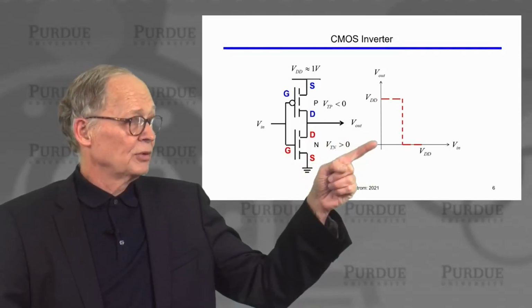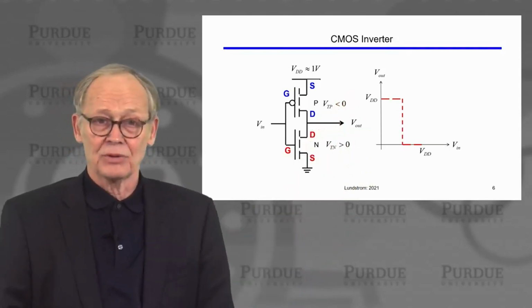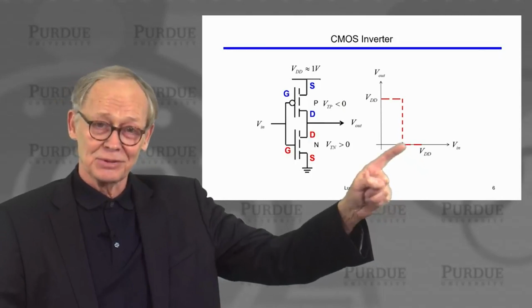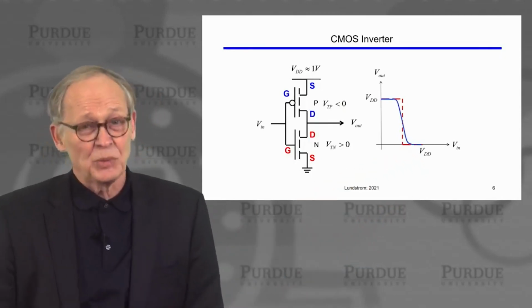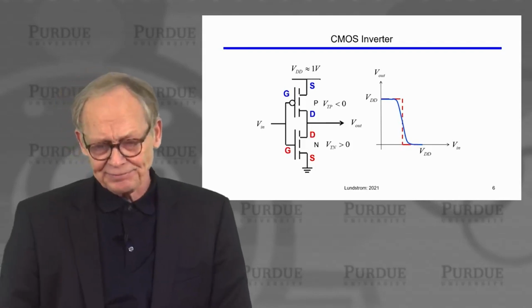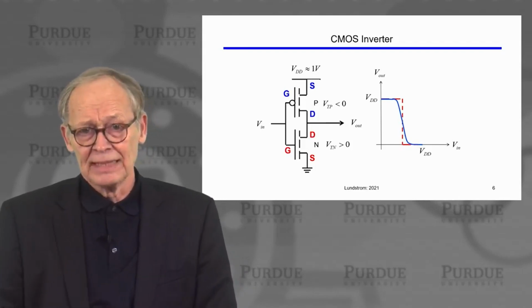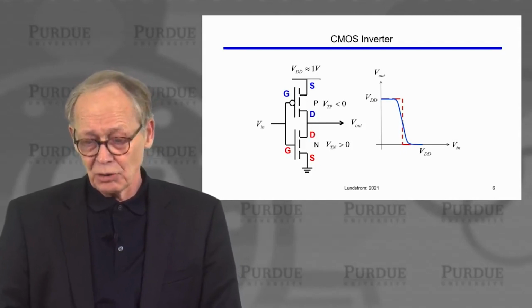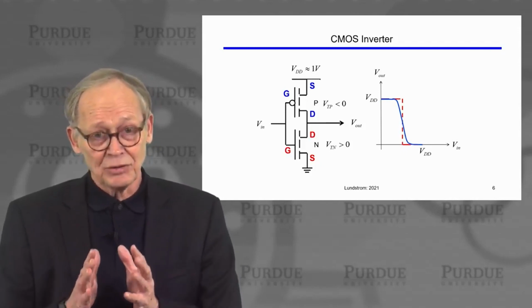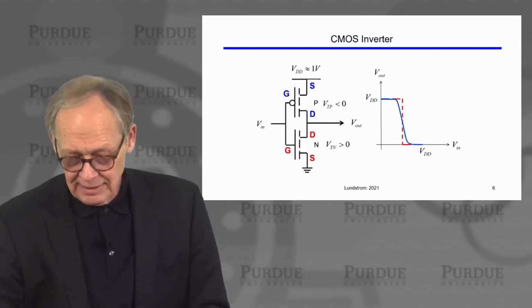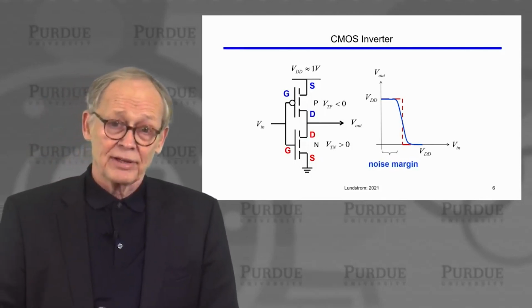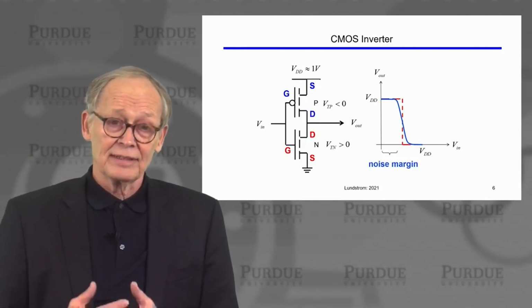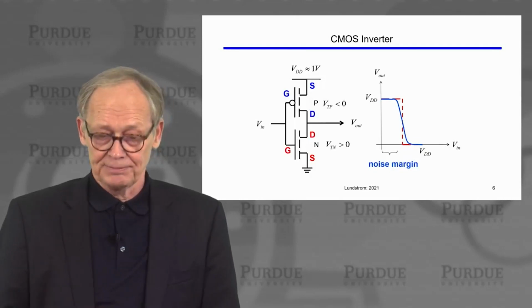A low input voltage produces a high output voltage. A high input voltage produces a low output voltage. That's why we call it an inverter. A real device is not ideal. The transition from high output voltage to low output voltage occurs over a narrow voltage range. And you can see that an important characteristic of this circuit is that it displays a noise margin.